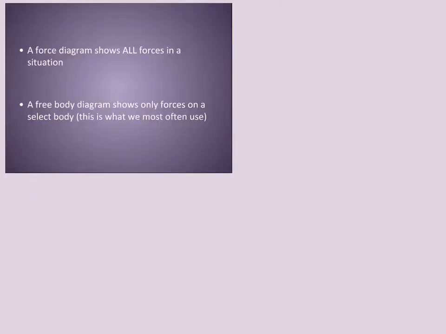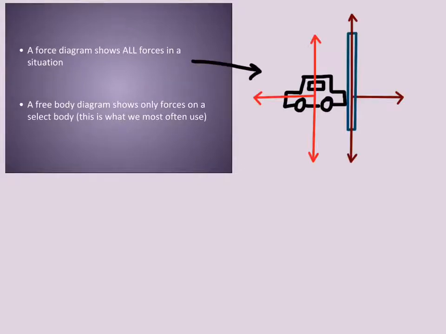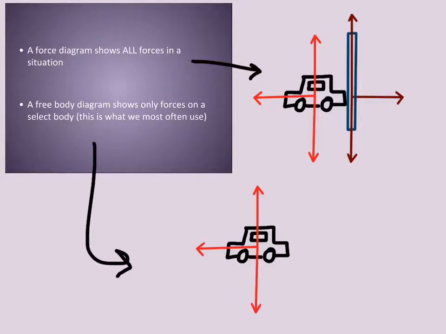The 2 ways that we typically show force vectors are either through force diagrams or free body diagrams. Force diagrams show all the forces in a situation, all the objects, every force acting on each object. They get really messy really fast. Free body diagrams, on the other hand, which are the ones that we use much more often, show only the forces on one body in a situation. This is what we use far more often because they're really simplified. We very often simplify it even further and show objects as just sort of boxes or points.